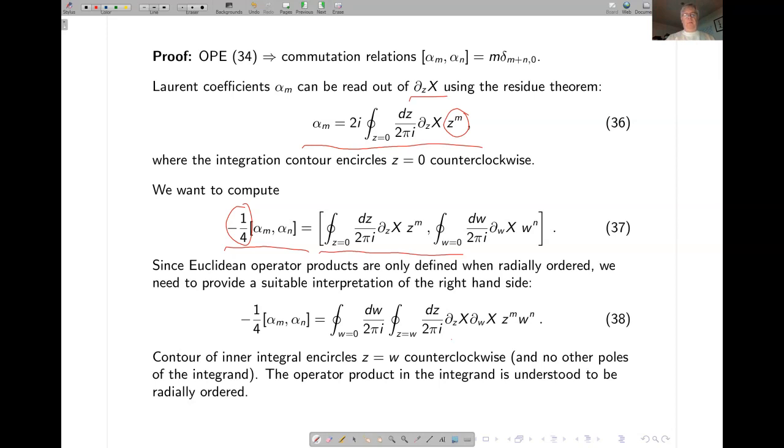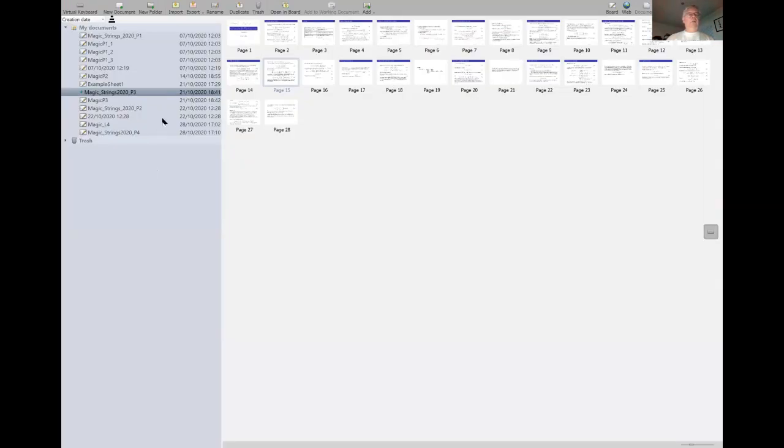But now we have our problem: commutator means we take the product in two different orders, but Euclidean operator products are only defined when they are radially ordered. In order to interpret this commutator, I therefore need to rewrite or reinterpret it. And the way it's interpreted is as a choice of integration contour. And again, for this, I should show you a drawing.